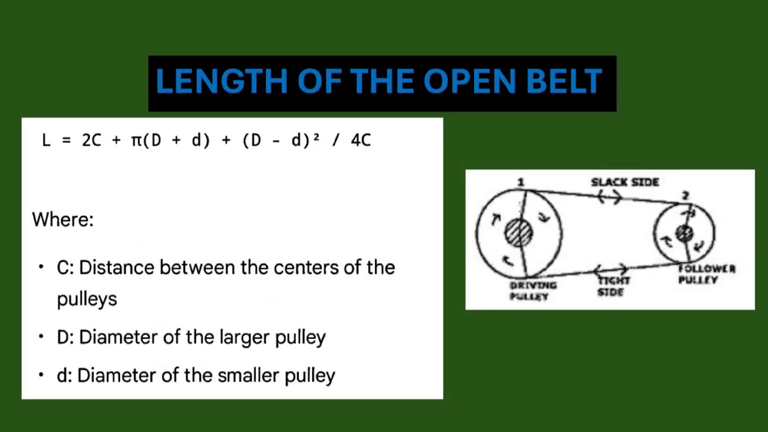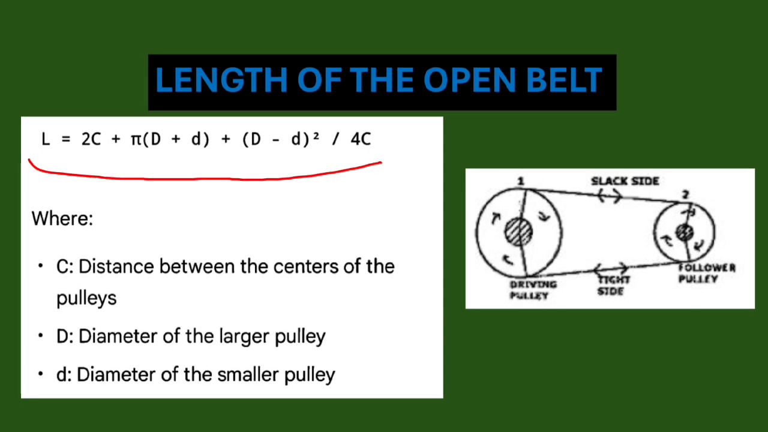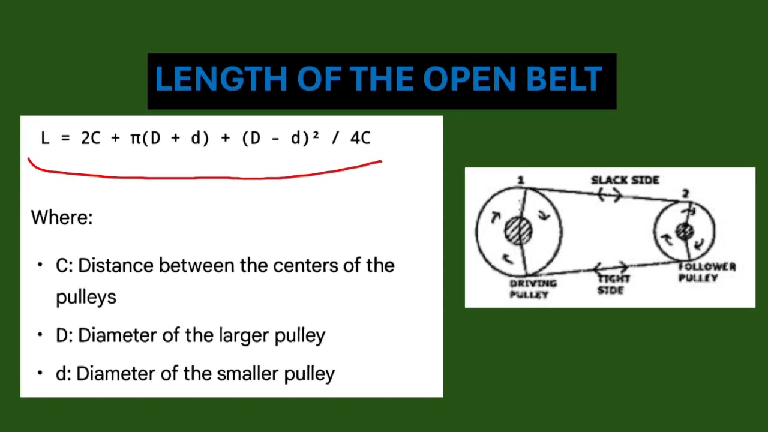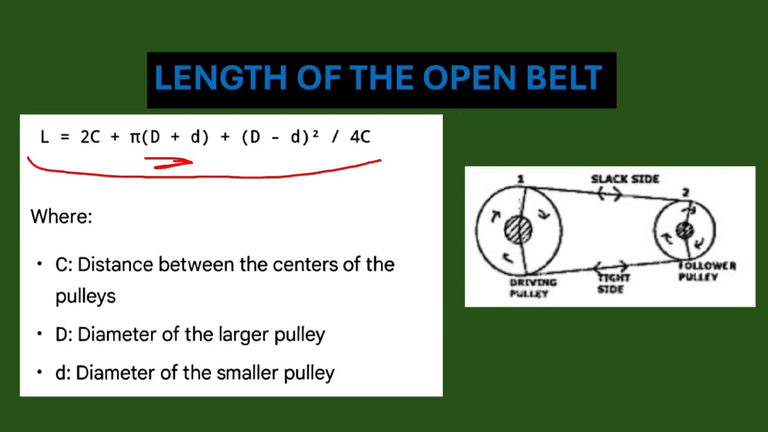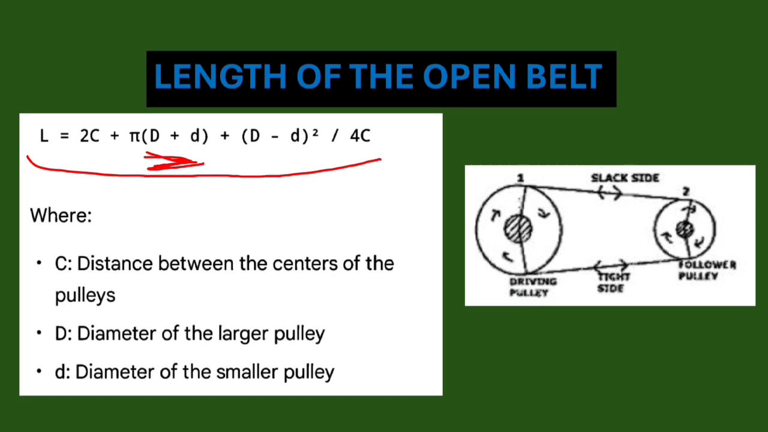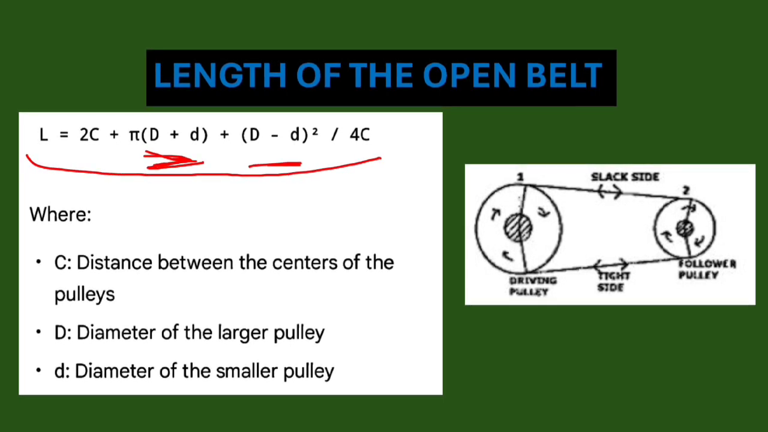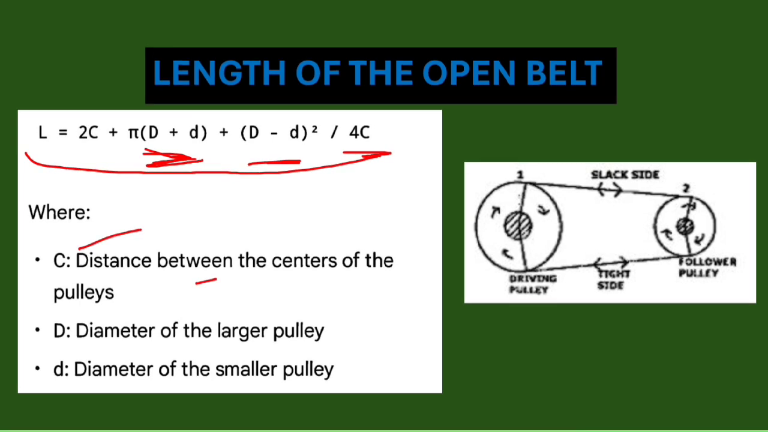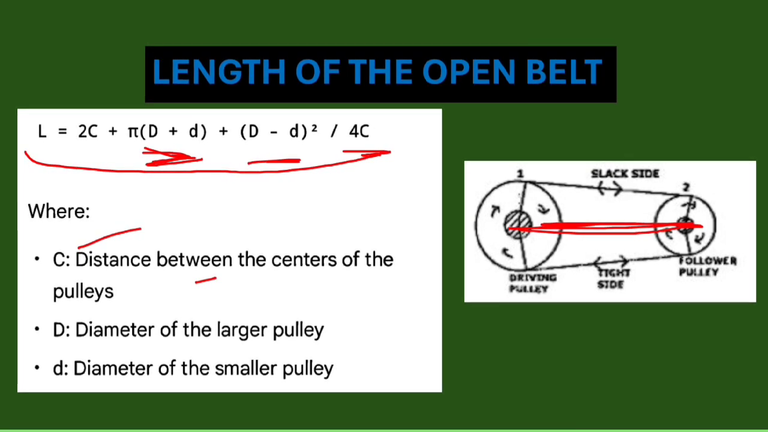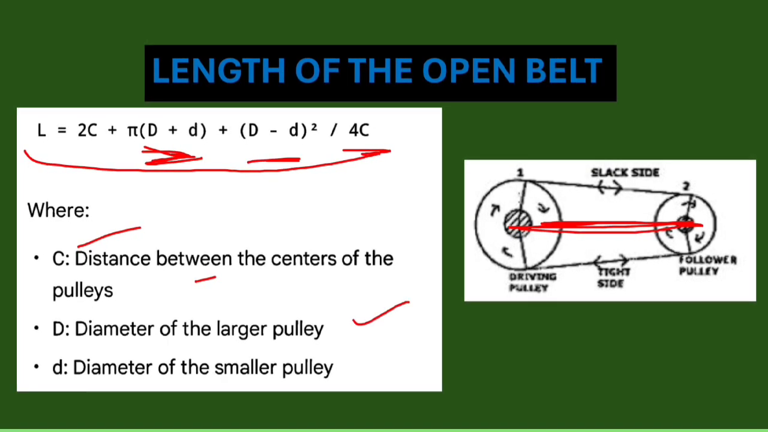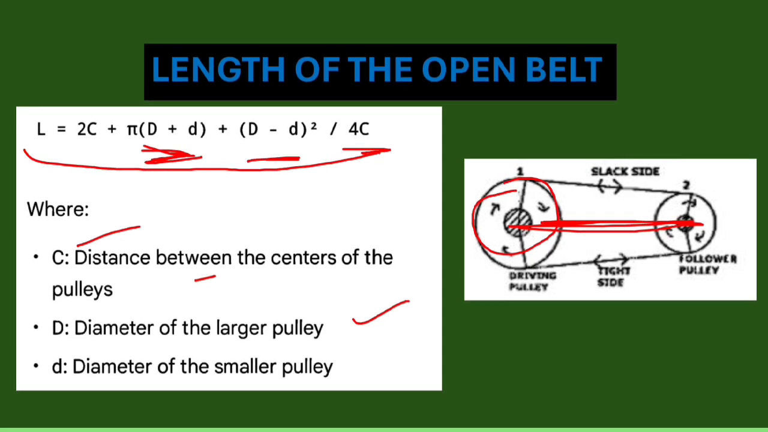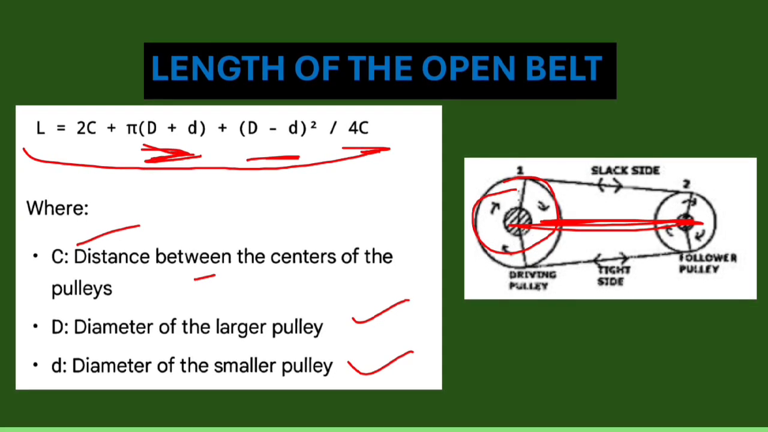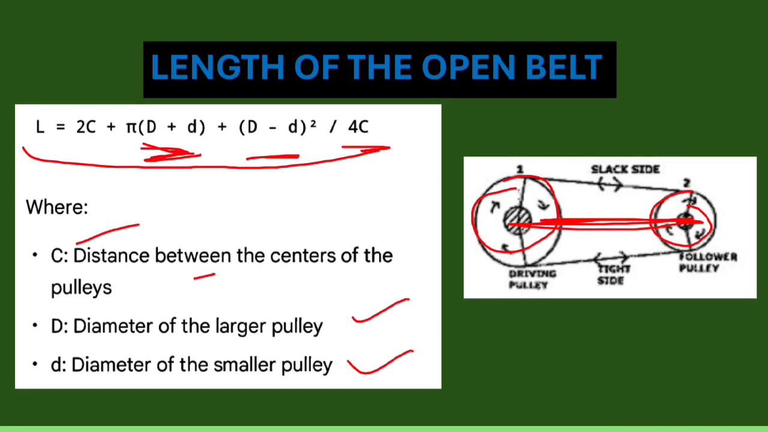Length of the open belt drive. This is the formula: L equals 2C plus pi by 2 times capital D plus small d, plus capital D minus small d whole square divided by 4C. Here C is the distance between the two centers, from here to here. Capital D is the diameter of the larger pulley, and small d is the diameter of the smaller pulley. So this is an important formula.